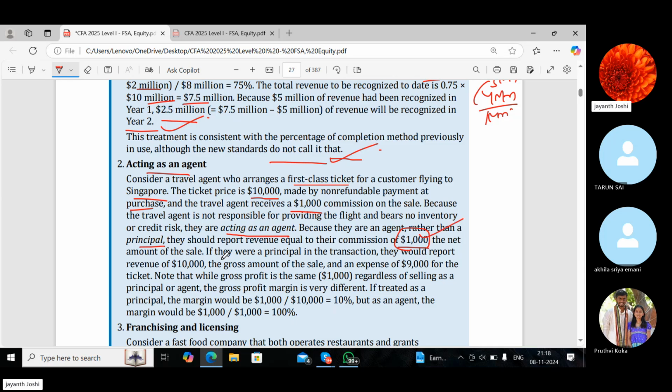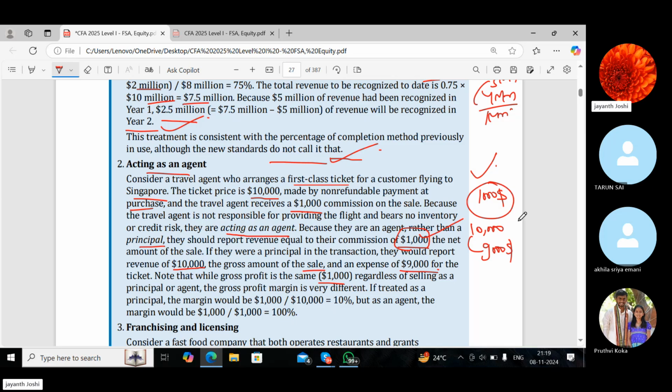Okay, and the net amount of sale: if they are principal in the transaction, they would report revenue of $10,000, the gross amount of sale, and the expense of $9,000 they deduct, and the net would be $1,000 for them. Note that while gross profit is the same, $1,000, regardless of selling as a principal or agent, for the agent, $1,000 is entirely the profit for them. But for the principal, the sales value is $10,000, and deducting $9,000 of cost from it gives $1,000.